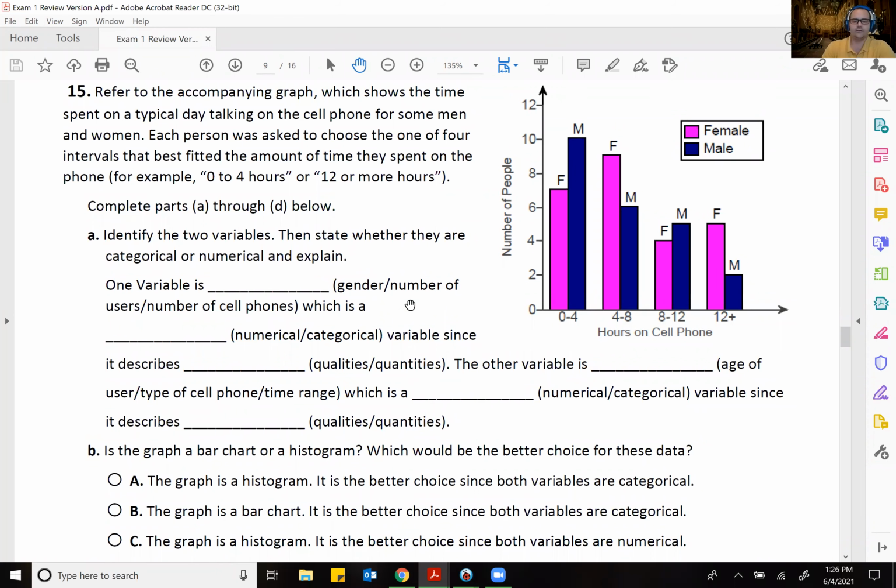Okay, so gender, is it numerical or categorical? Categorical. Absolutely. It is a categorical variable since it describes qualities. Qualities.